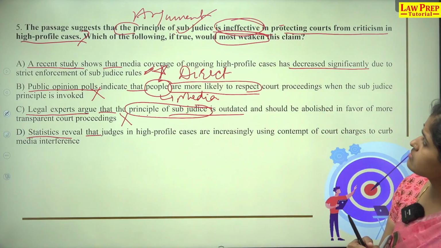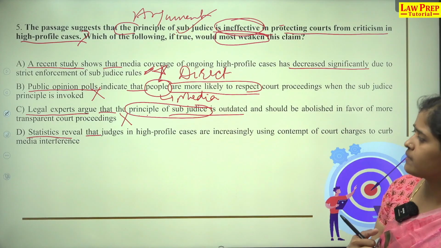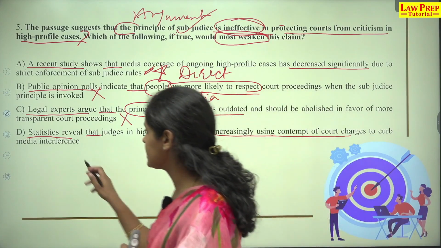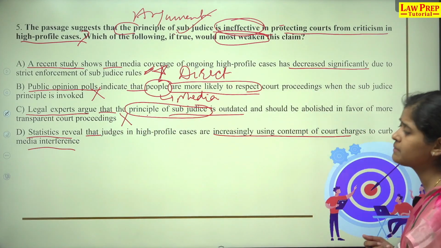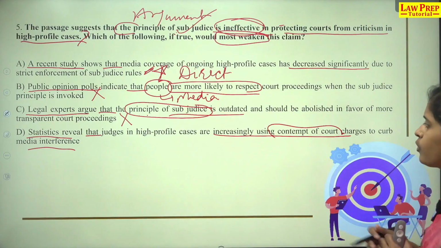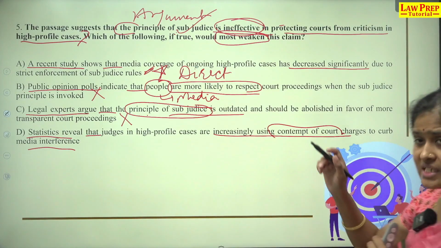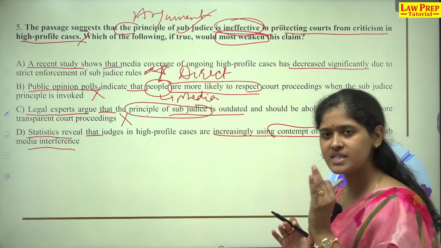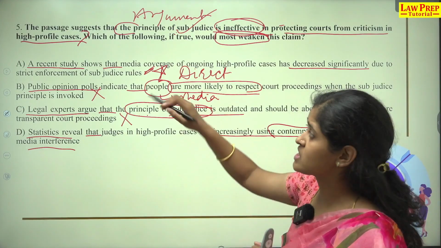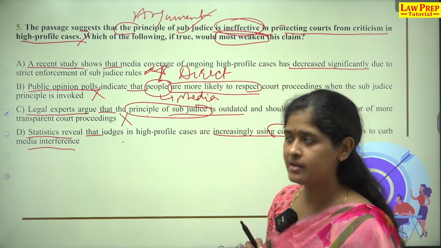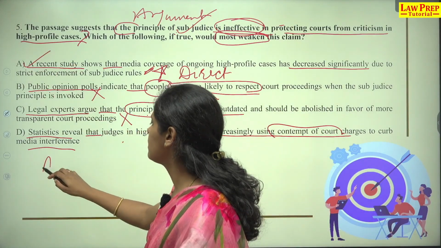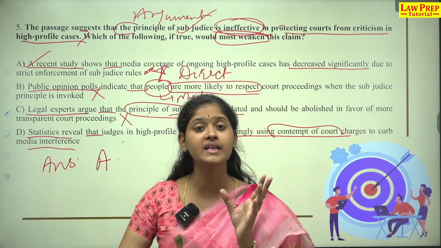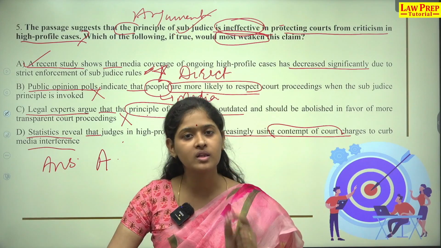Statistics reveal that judges in high profile cases are increasingly using contempt of court charges to curb media interference. See, if I take this as my option, that you're curbing media interference using contempt of court as your reason, how does this counter the argument of principles of sub judice? See, options are framed correct, but they should be related to the question as well. This is that option, right? Your only correct answer is option A. And why is that? Because it is directly providing a challenge, as we have read earlier as well, directly providing a question mark to the author's argument.